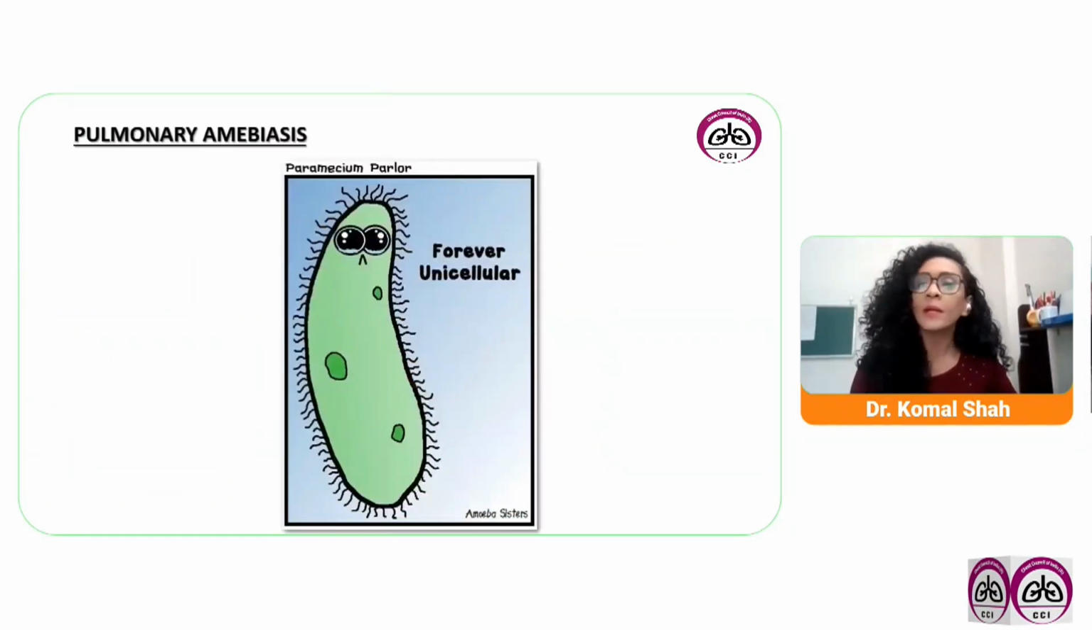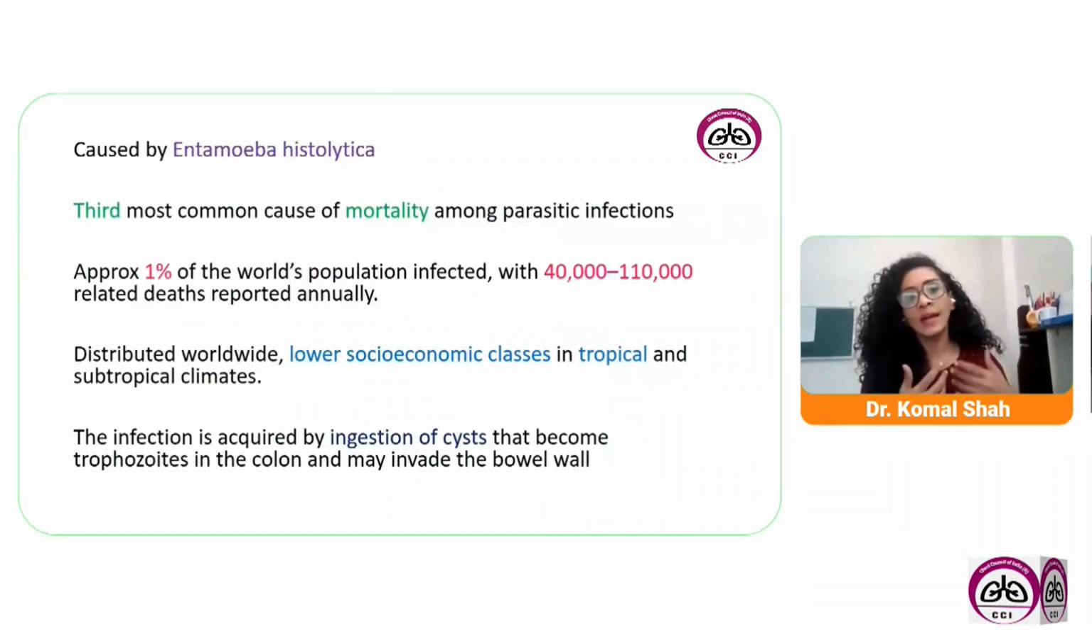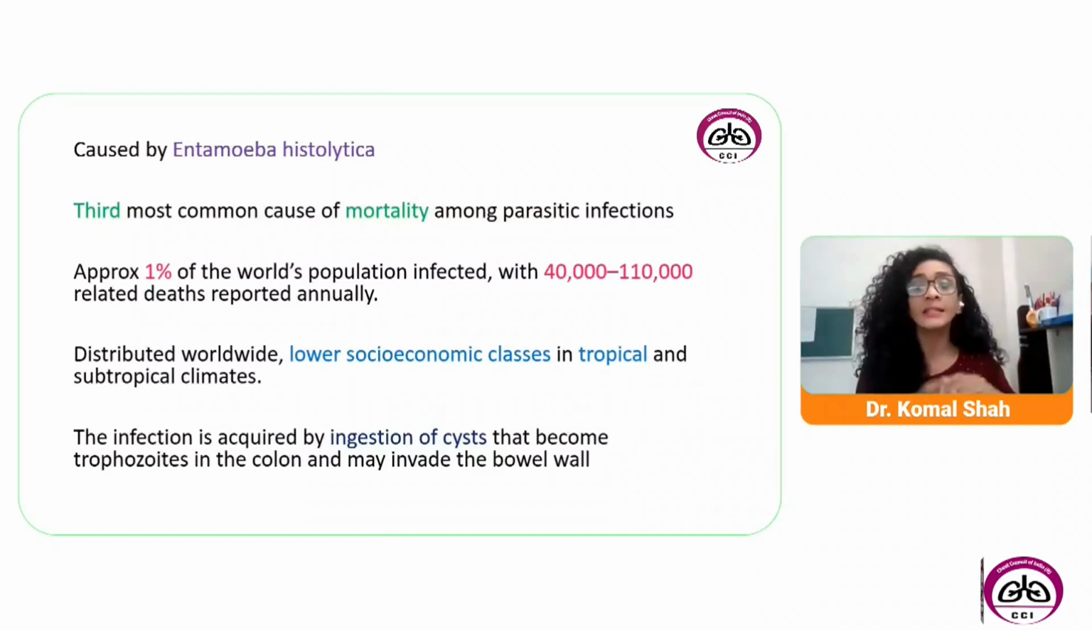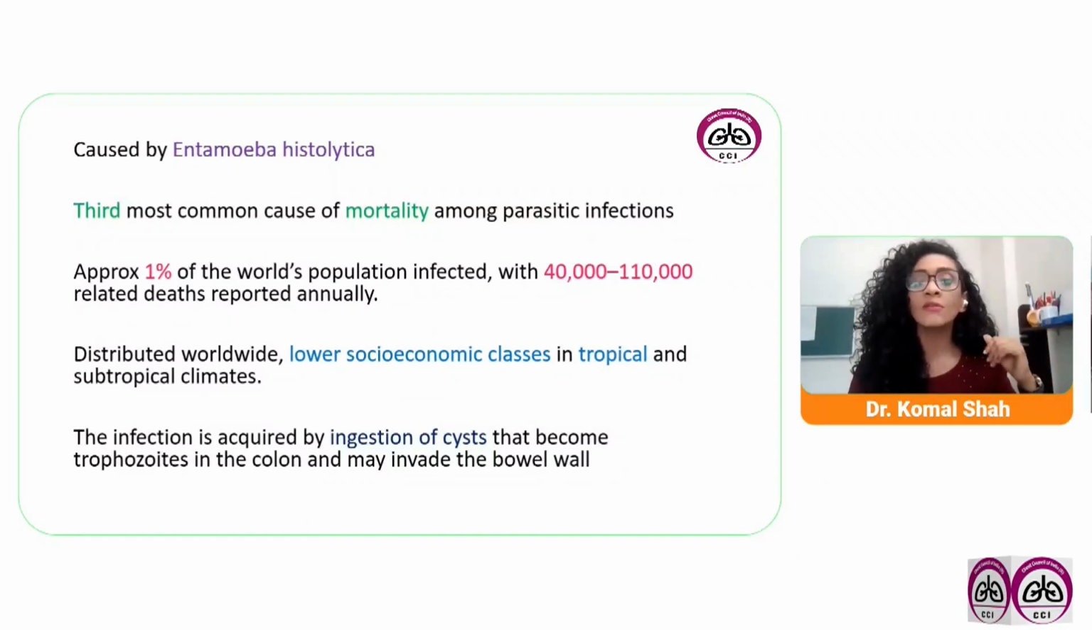So let us start with pulmonary amoebiasis. It is caused by Entamoeba histolytica. It is the third most common cause of mortality amongst parasitic infection, first being malaria and second Toxoplasma. Approximately 1% of world's population is infected, with 40,000 to 110,000 related deaths reported annually.